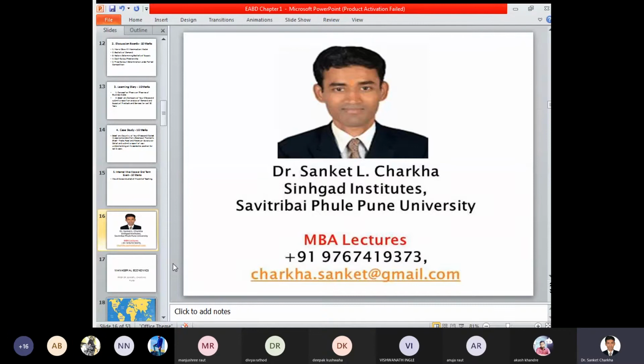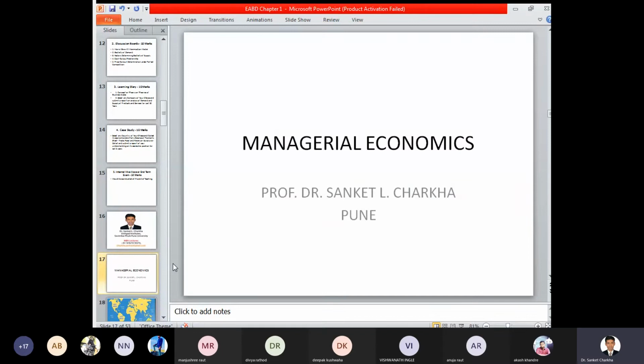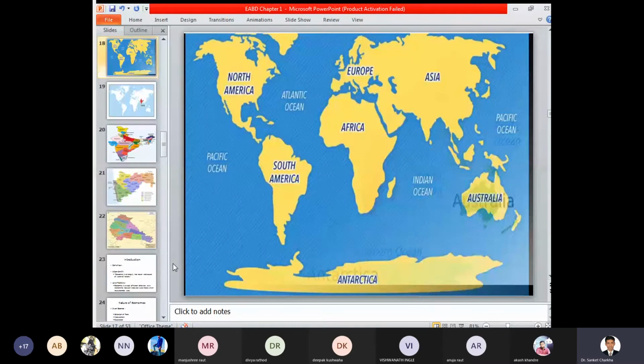Furthermore, now let's look at, or we'll start with, the first chapter, that is managerial economics, a basic introduction of managerial economics. Now here in this particular slide, what is visible for you is a map of the countries. All the countries or continents together have been displayed, and accordingly we can see North America, South America, Europe, Africa, Asia, Australia, Antarctica, and so on.